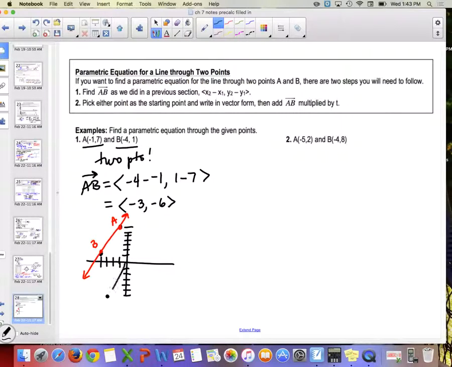So it's going to be like that. Do you guys see how it's like pointing in the same direction as the line we already drew? Okay, that's what we're saying. We're going to go along that direction. Okay, so we're going to pick any point as the starting point. So pick either point. So let's say we pick A. We're going to write it as a vector, -1, 7, and we're going to add it to t times whatever we just found for AB, -3, -6.